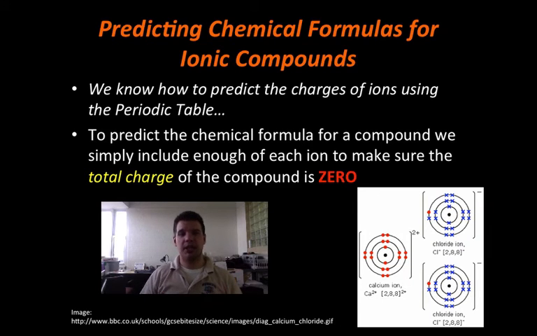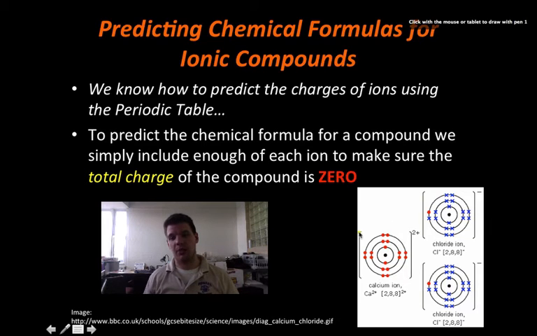So we know how to predict the charges of ions using the periodic table. To predict the chemical formula of a compound, we just include enough of each ion to make sure the total charge is 0. This is exactly what we just did. Here's another example, except this one has calcium. You see that calcium has the same 2 plus charge that our magnesium did. So when we bring in chlorine, we need 2 of them to cancel out the 2 positive charge on calcium.